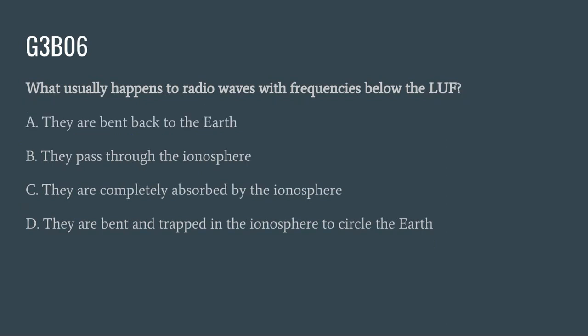G3B06, what usually happens to radio waves with frequencies below the lowest usable frequency? A. They are bent back to the Earth. B. They pass through the ionosphere. C. They are completely absorbed by the ionosphere. Or D. They are bent and trapped in the ionosphere to circle the Earth. Correct answer is C. They are completely absorbed by the atmosphere, or the ionosphere.